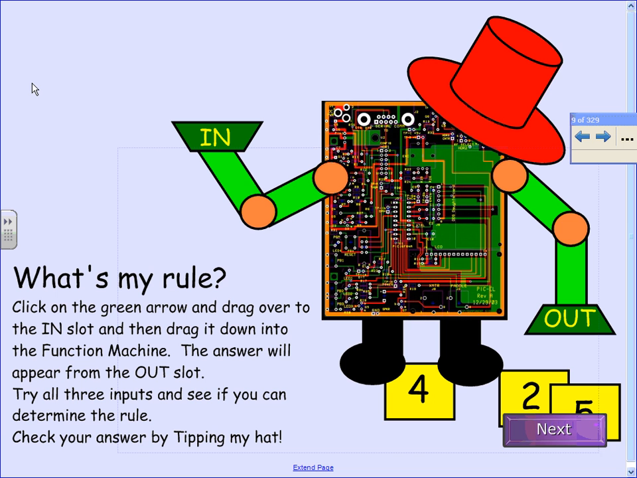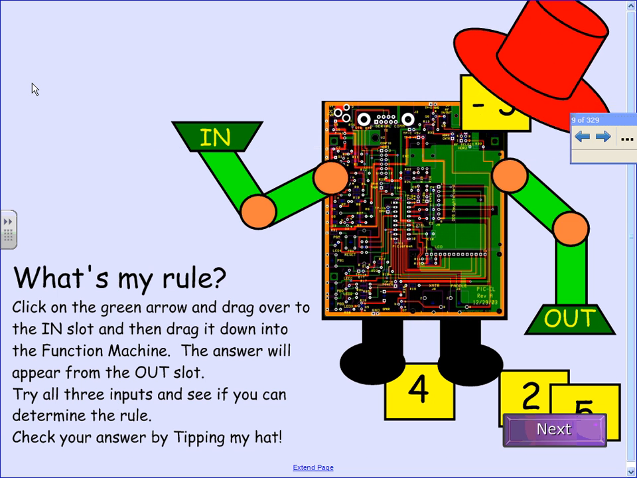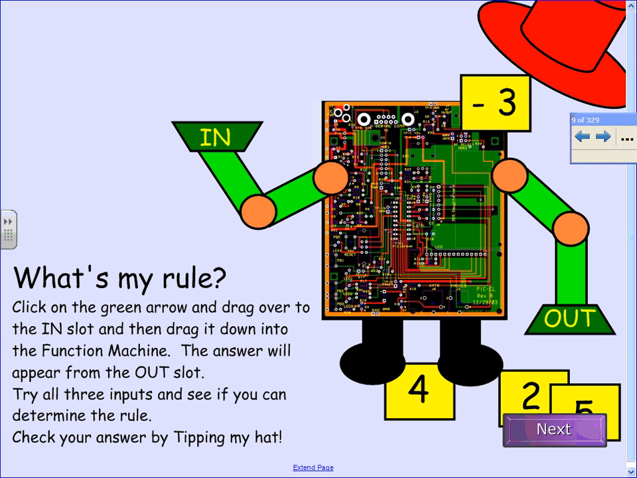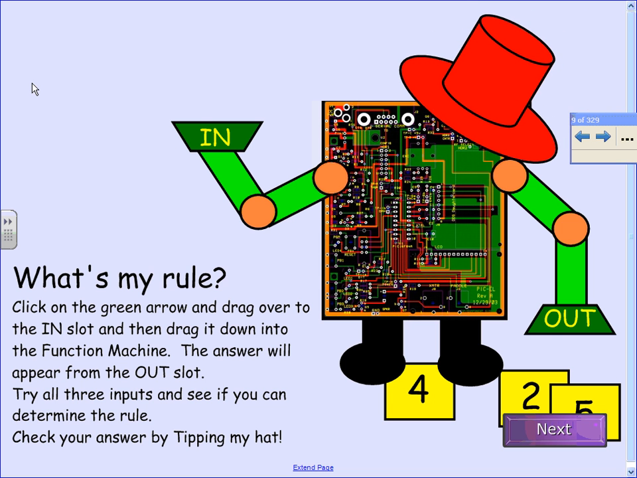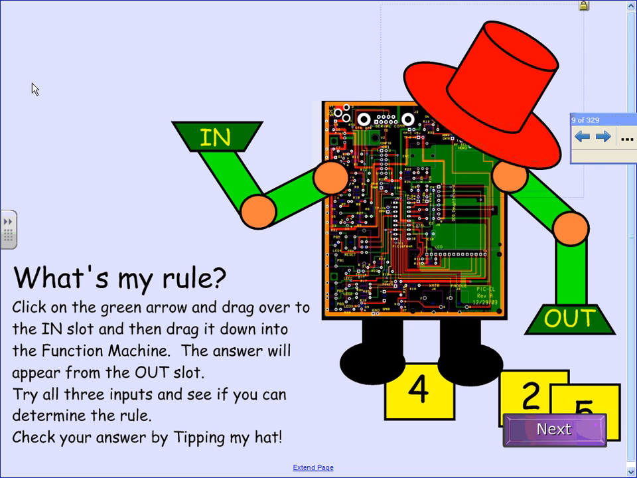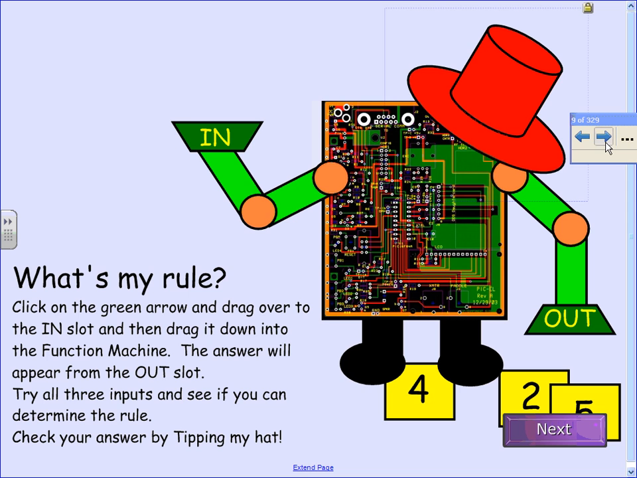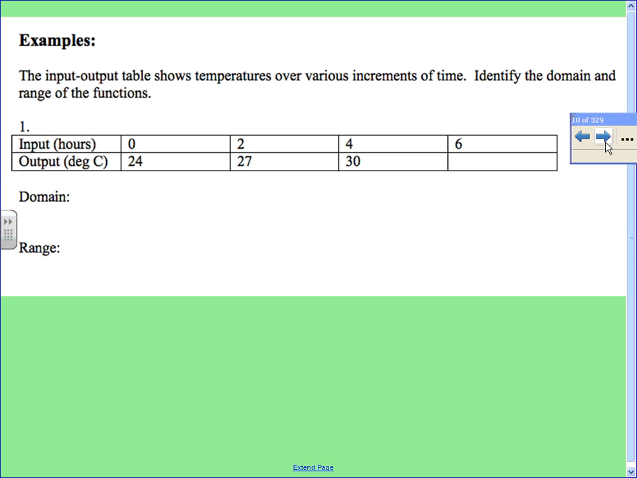I know you guys just like to go up to the smart board. Good. So -3 is the rule if we tip his hat. So anyways, not that this is a hard function to figure out, but just so you know the rule, you understand input, output, independent, dependent. There's a lot of vocabulary in this chapter. Okay, so let's take a look back to the boring notes.